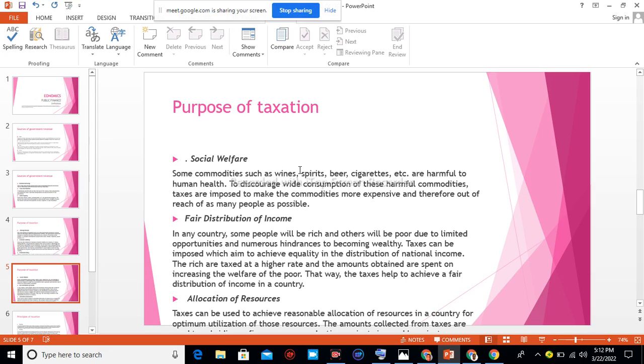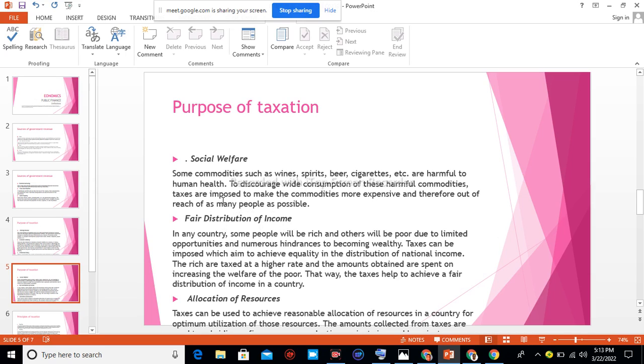The next one is allocation of resources. The government can tax its citizens to achieve reasonable allocation of resources in the country for optimum utilization of those resources. It also ensures that resources are distributed equally within the country. Fair distribution of income is also one of the purposes of taxation, whereby in any country some people will be rich and others will be poor due to limited opportunities and numerous hindrances to becoming wealthy. So taxes can be imposed which aim to achieve equality in the distribution of national income.